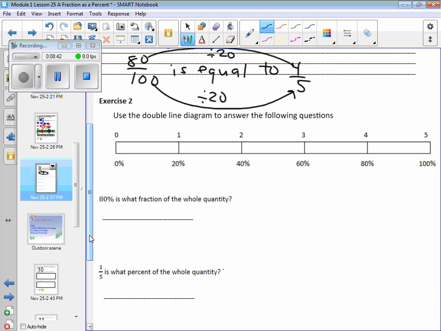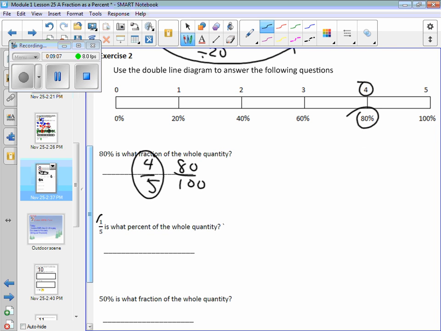Double line diagram. 4 out of 5. 4 out of a possible 5 is 80%. Or you could put, if you wanted to, 80 out of 100. Both are acceptable. They're just equivalent. This just happens to be downscaled to simplest form. 1/5. Going here, 1 out of 5 is equivalent to 20%.